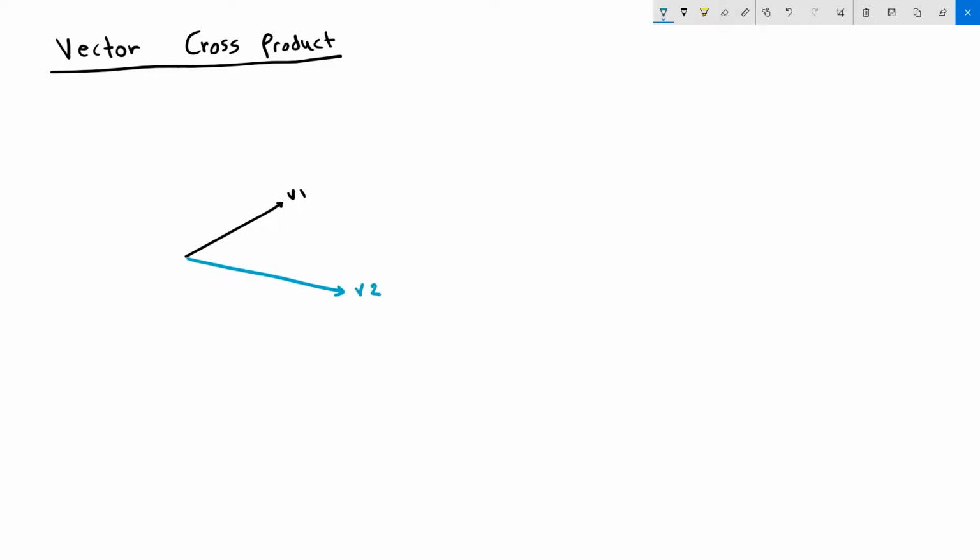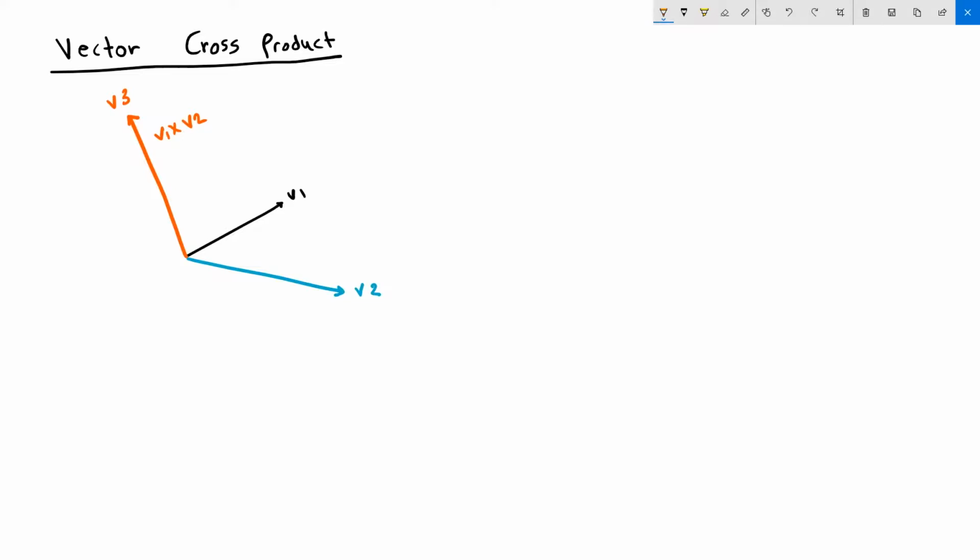Hi, in this video we will explain the vector cross product. The cross product of two vectors, vector 1 and vector 2, produces a third vector that is orthogonal to both vectors. Vector 1 cross vector 2. This is the main use case for the cross product of two vectors: to find that vector that is orthogonal to both vectors.